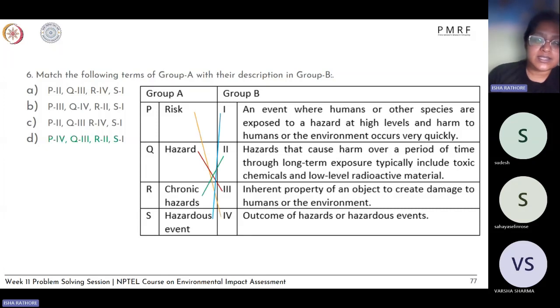Okay, so the correct answer is D. That is, risk is the outcome of hazards or hazardous events. So P matches with 4. Then hazard is the inherent property of an object to create damage to humans or the environment. So Q matches with 3.